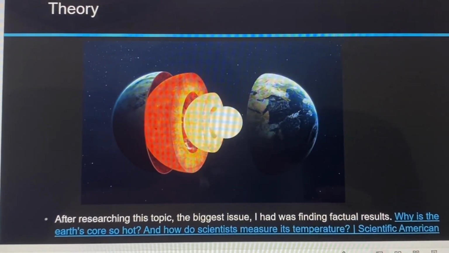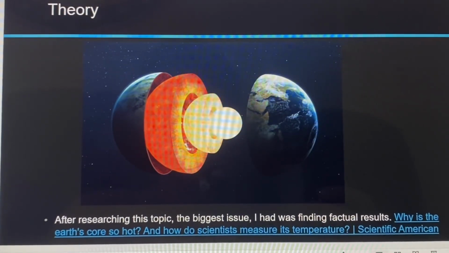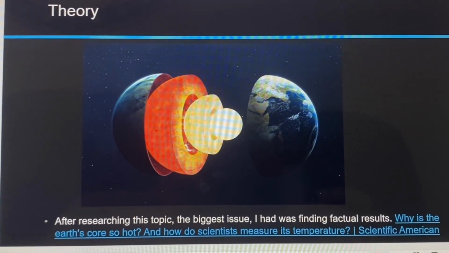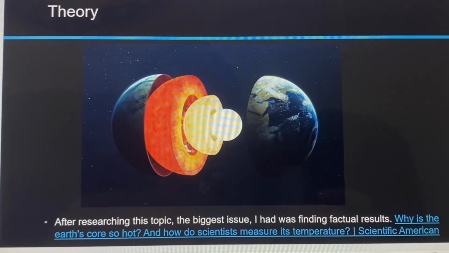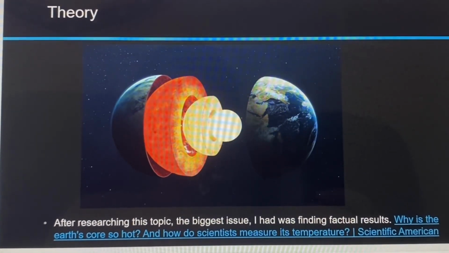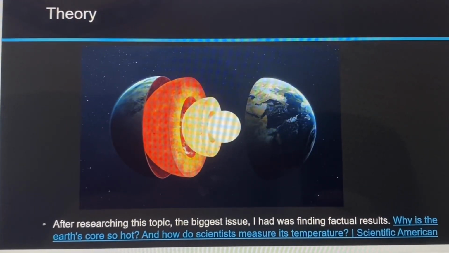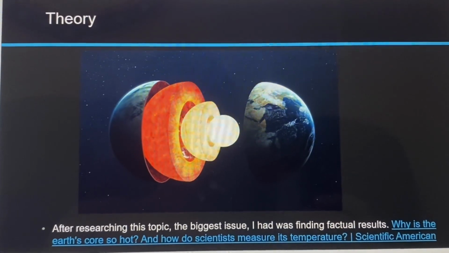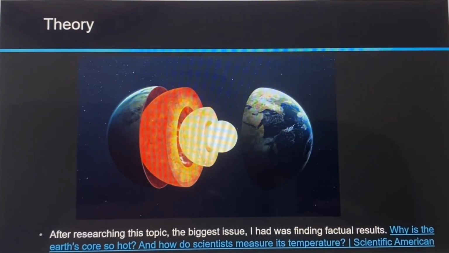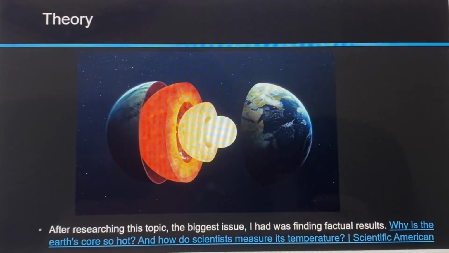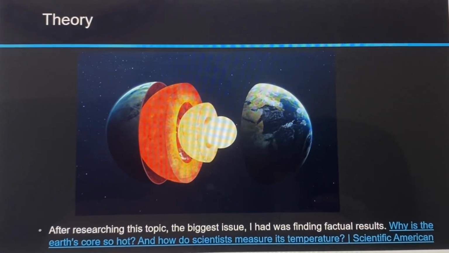With science and technologies getting better every single day, there's always a possibility that one day we may actually be able to get the exact temperature of the Earth's core. But until then, all of these temperatures and all these points that they're getting are really just a theory on everything.